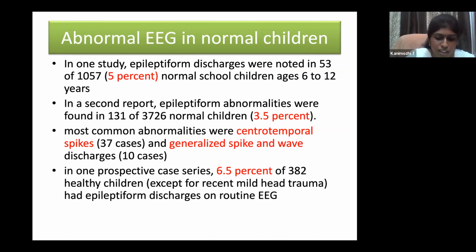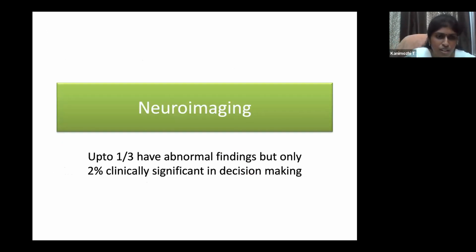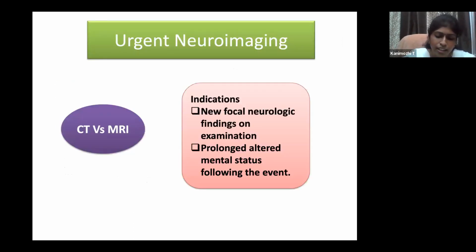So the next important investigation after EEG. EEG we know is a must, and we know the precautions we should take to do the EEG and interpret it. Next comes neuroimaging. Whether we are going to do it immediately or after an EEG, and whether it is a CT or MRI, we have all these questions.